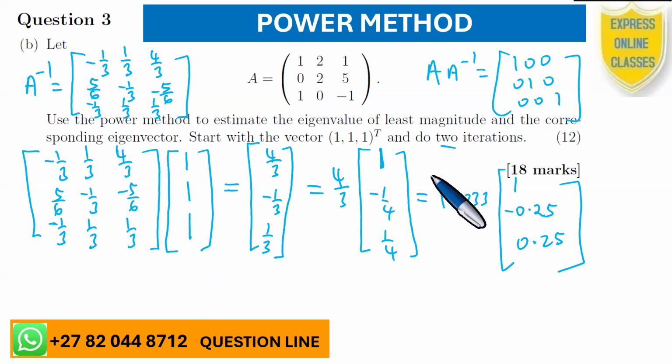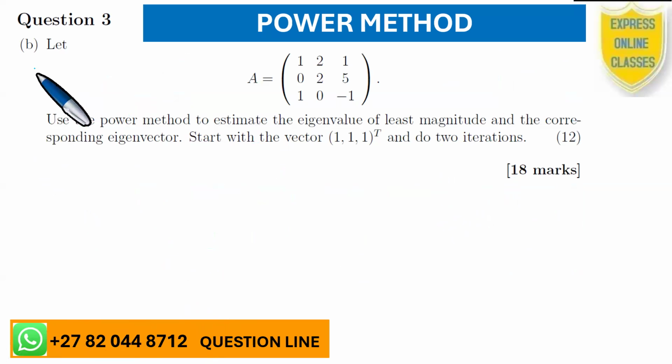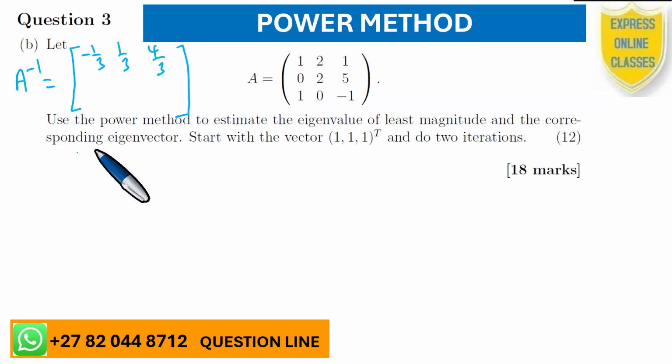So now this is the first iteration step, and then we're going to do the second iteration. During the second iteration, we continue with the use of the matrix inverse. We remember that the inverse of the matrix A is exactly minus 1/3, 1/3, 4/3. This is the inverse of the matrix, we did it together. 5 out of 6, minus 1 out of 3, minus 5 out of 6, minus 1 out of 3. The least magnitude is done with the matrix inverse.